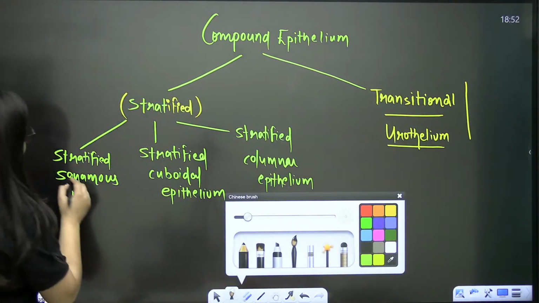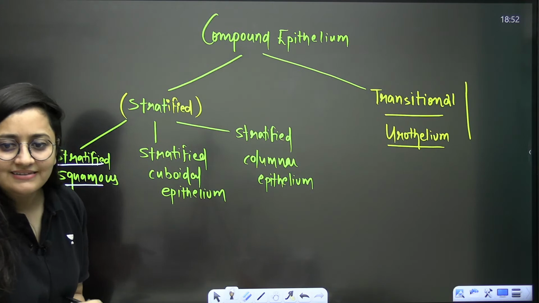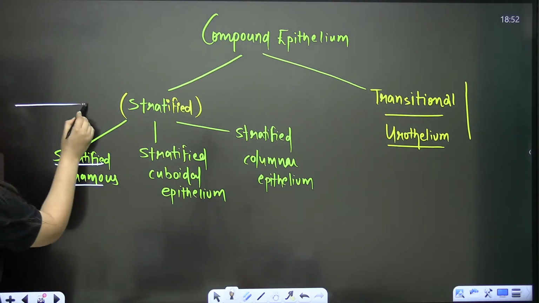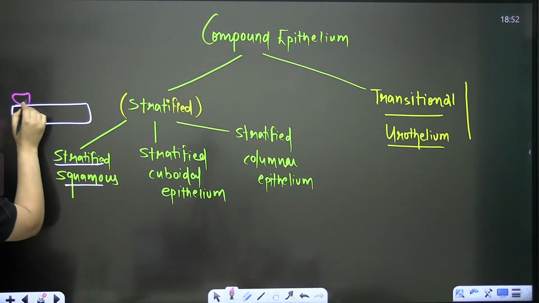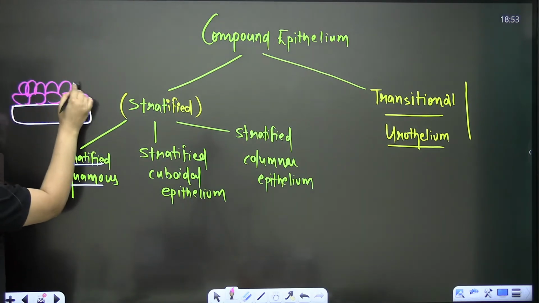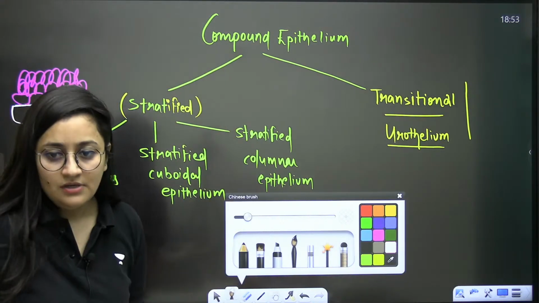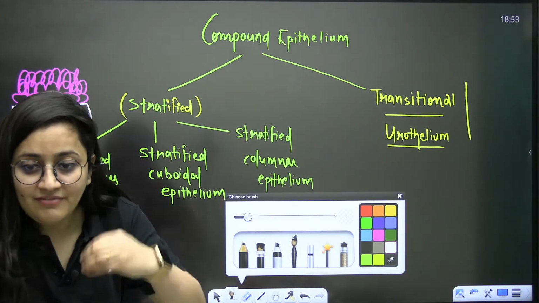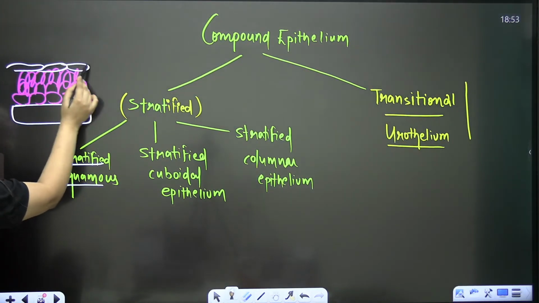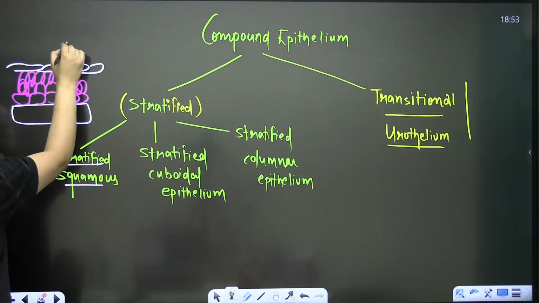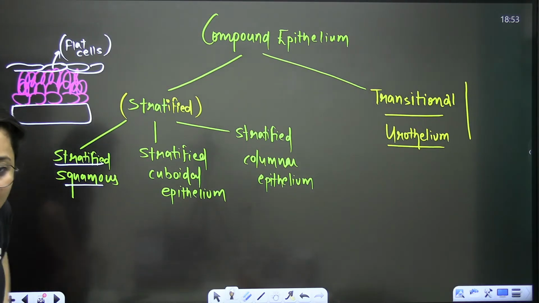Now see, it's very simple. In stratified squamous, one word is clear: it is going to be multi-layered. So obviously there will be the basement membrane on which all the cells are placed. You can see there will be many layers, like 3 to 4 layers, 5 to 6 layers. But when we use the word stratified squamous, the topmost layer will always be of flat cells, squamous cells.